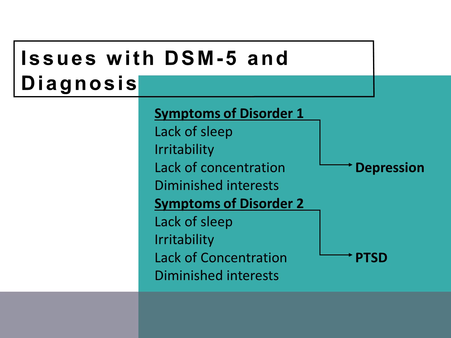So what I put up on this slide here is two completely different disorders, and I've listed some of their symptoms. So symptoms of disorder one, and this will be depression, is lack of sleep, irritability, lack of concentration, and diminished interests. All right, symptoms of disorder two, lack of sleep, irritability, lack of concentration, diminished interest, right? Same exact list of symptoms, but this time it's PTSD. So two drastically different disorders, two disorders that are going to be treated very differently, but can look very much the same as far as symptoms go.